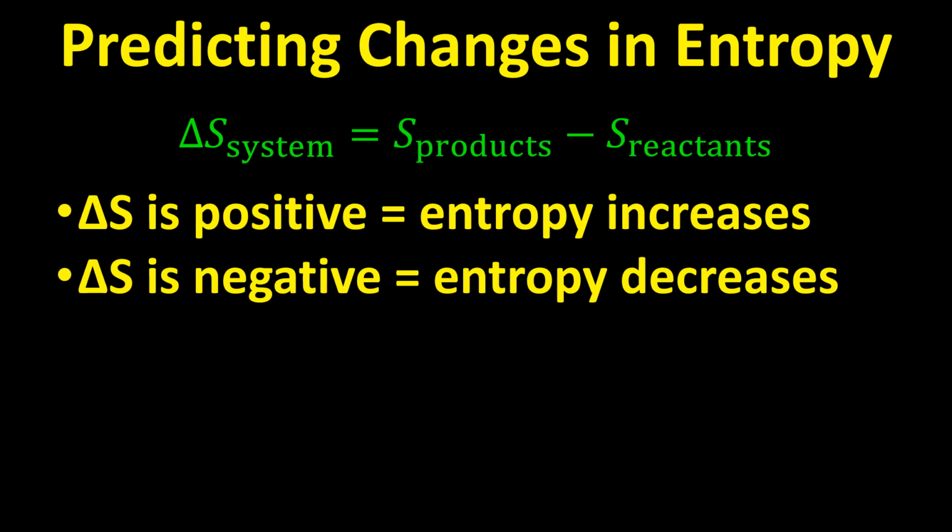So when delta S is positive, entropy increases. That means that when the chemical reaction occurs or the phase change occurs, there's more disorder. And when delta S is negative, entropy decreases. That means there's less disorder.